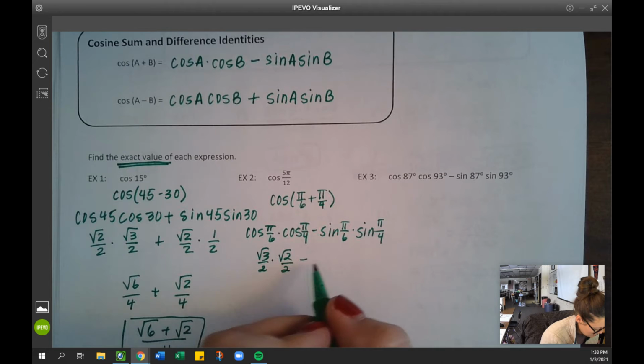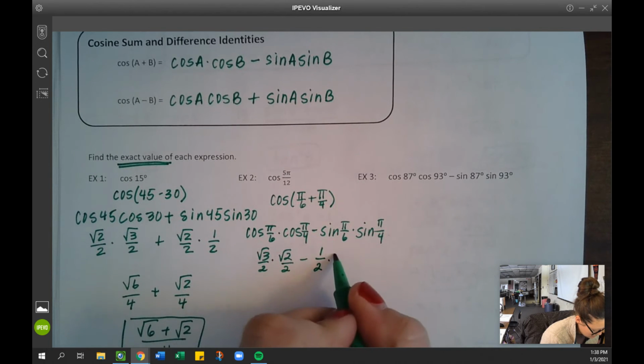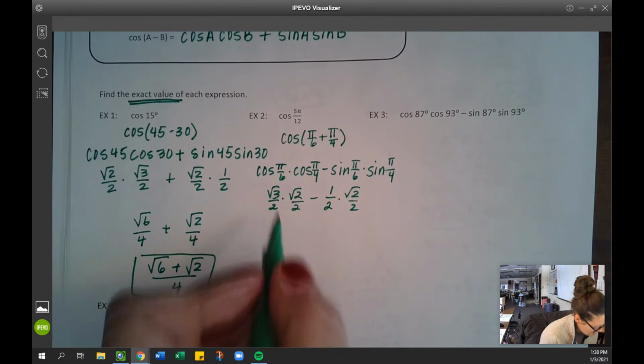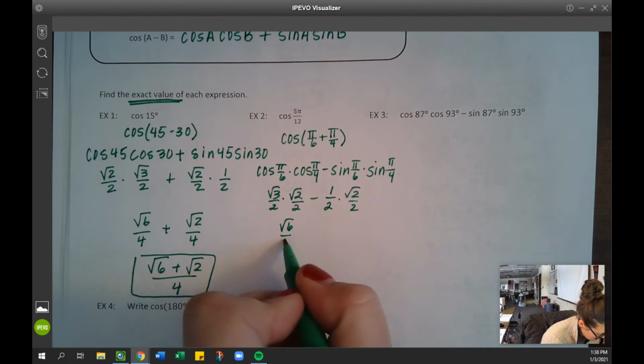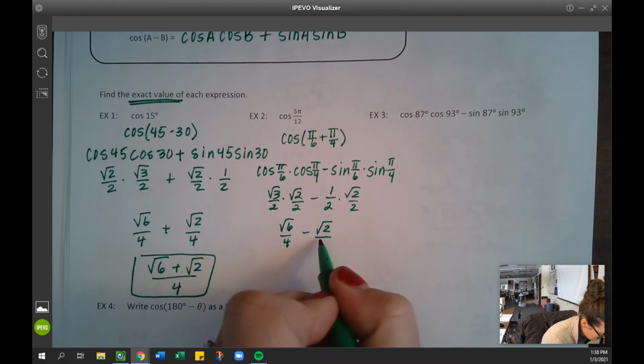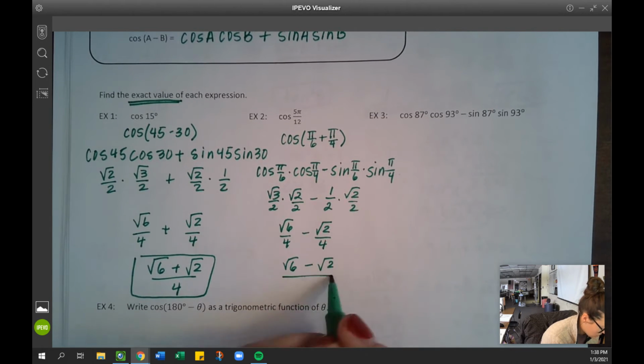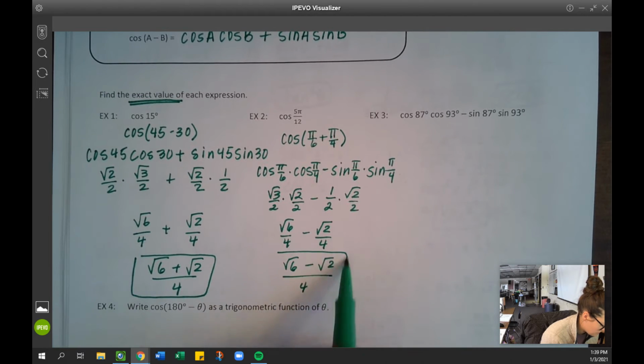Sine of pi over 6 is 1/2. Square root of 2 over 2. We continue to simplify. And we get square root of 6 minus square root of 2 over 4.